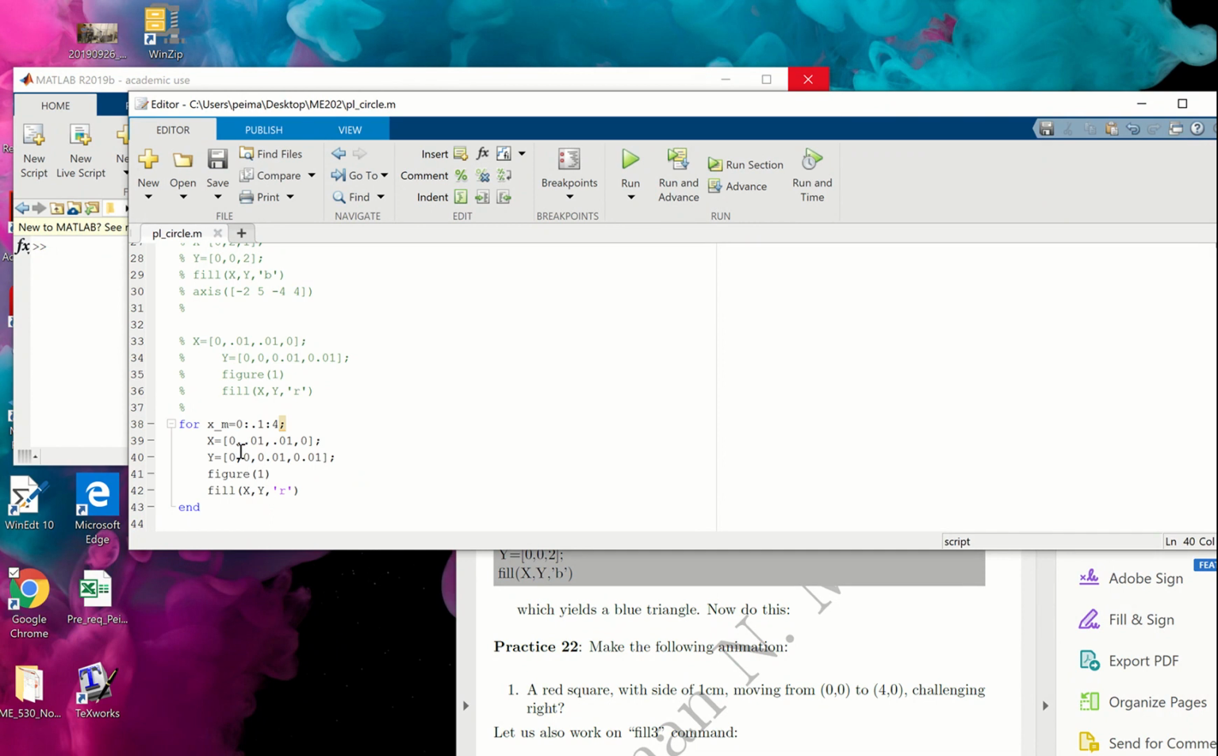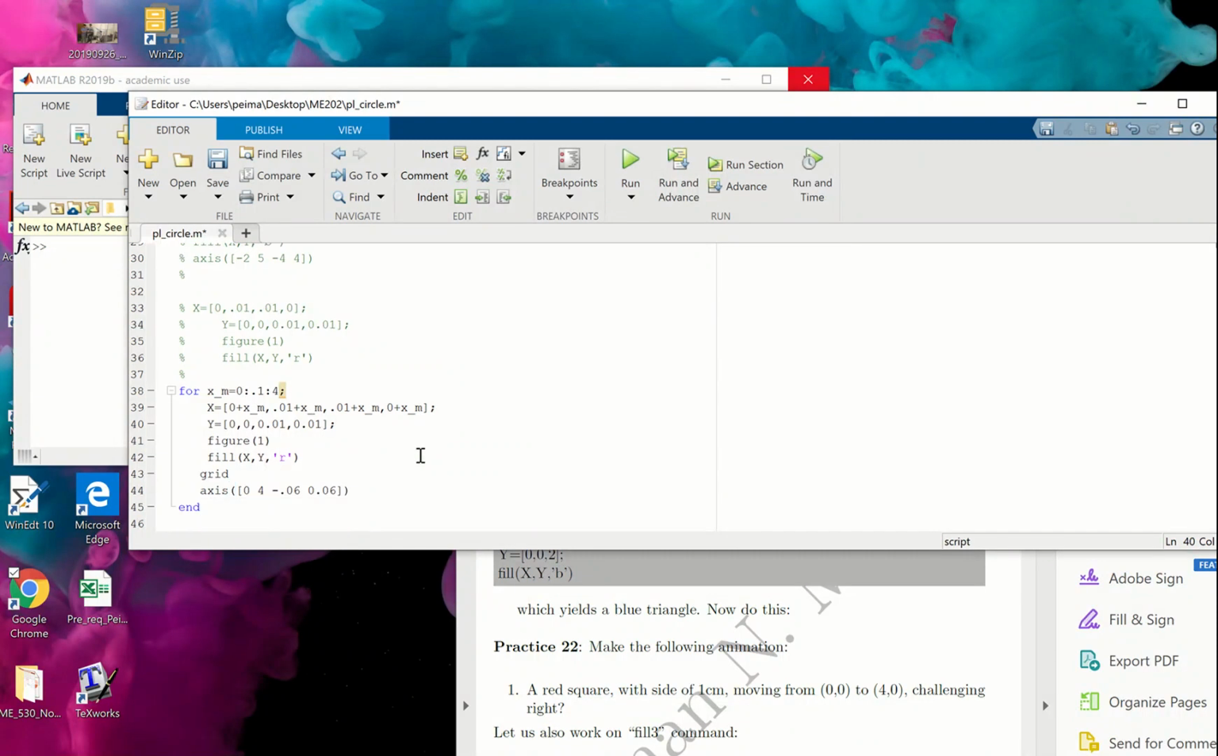So what I'm going to do is say the x of this is plus x underline m, plus x underline m, because the corners are moving. That's right, x are moving, but what about the y? Is y moving? No. So then I'm going to put grid and the axis, because I want to see the animation, between 0 to 4 and minus 0.06 to 0.06.